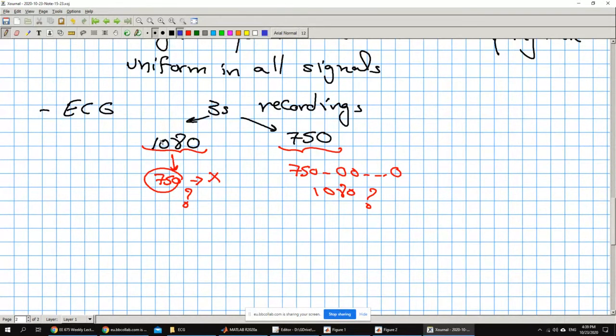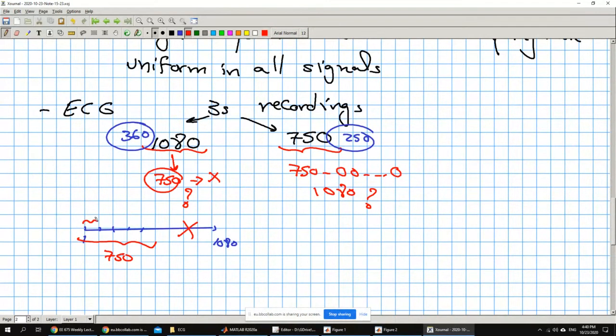Okay. Now we have, if you consider this, the sampling rate was 360 samples per second. Here, the sampling rate was 250. So basically, consider these are the samples from whatever we have, from 1 to 1080. If I take the first 750 samples and just throw away the rest, what would be the sampling rate for the 750 samples that are here?